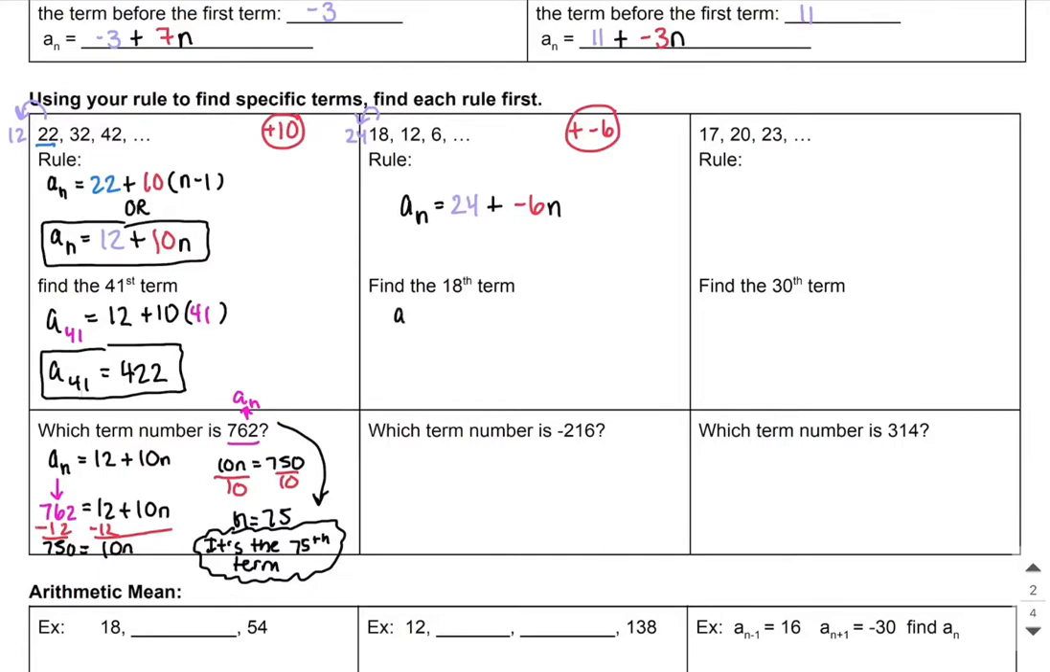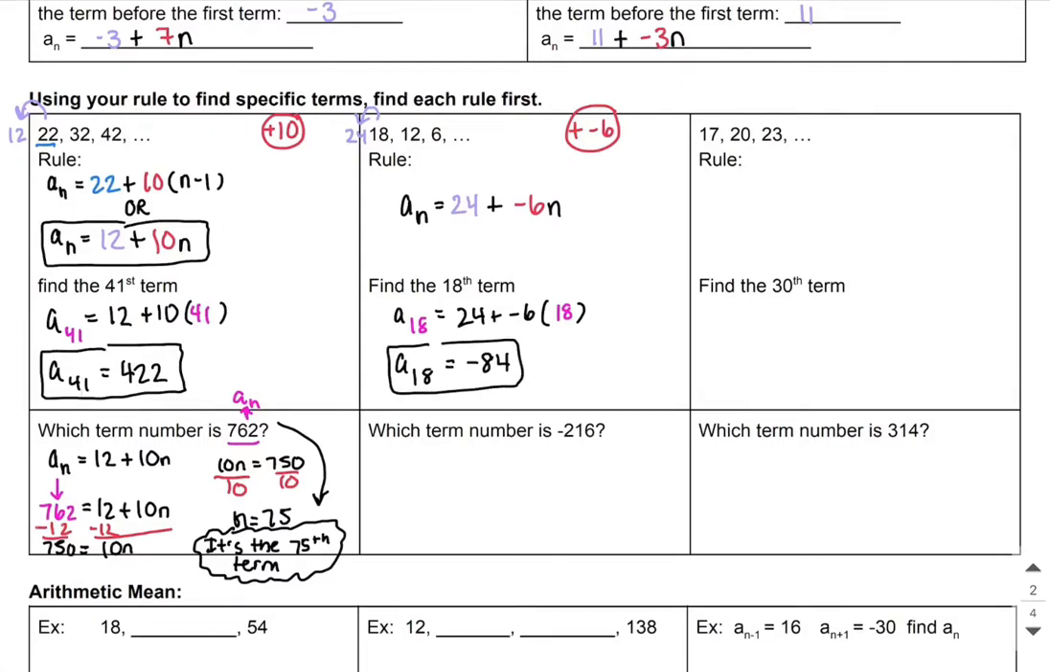I'm going to find first a sub 18. I want to find the 18th term, and that's going to be equal to 24 plus negative 6 times 18. And when I do that, I get a total of negative 84. So a sub 18 is negative 84.